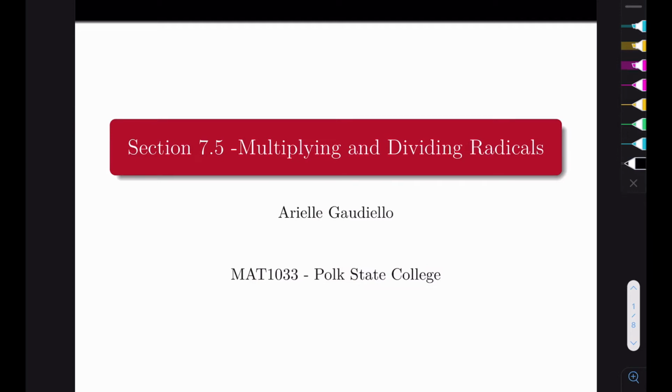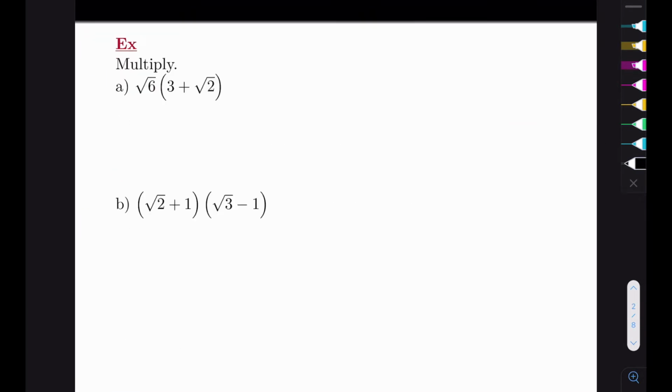In this section, we dive into our next operations, which are multiplying and dividing involving radicals. So really, we're just going to jump into doing a ton of examples because we've really been working with this concept nonstop. The only difference is now it involves a radical. So we're going to start by just multiplying some expressions.